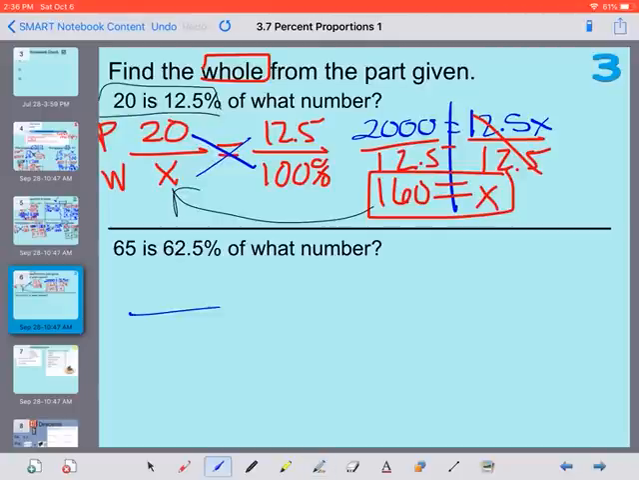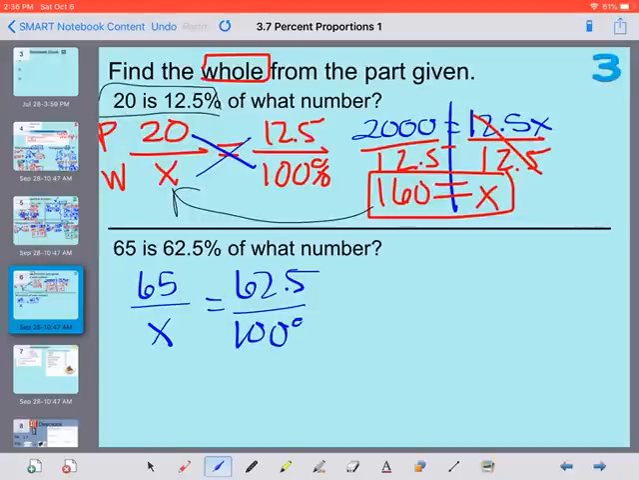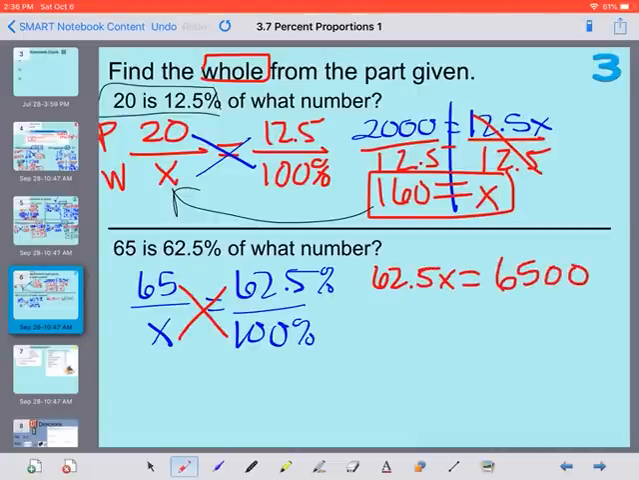Next, 65 is, oopsies, I didn't mean to make that so big. 65 is 62.5% of what number? So we want to figure out what number total. 65 is in proportion to the 62.5% out of 100%. So when we cross multiply, 62.5x is really equal to 65 times 100, or 6,500.